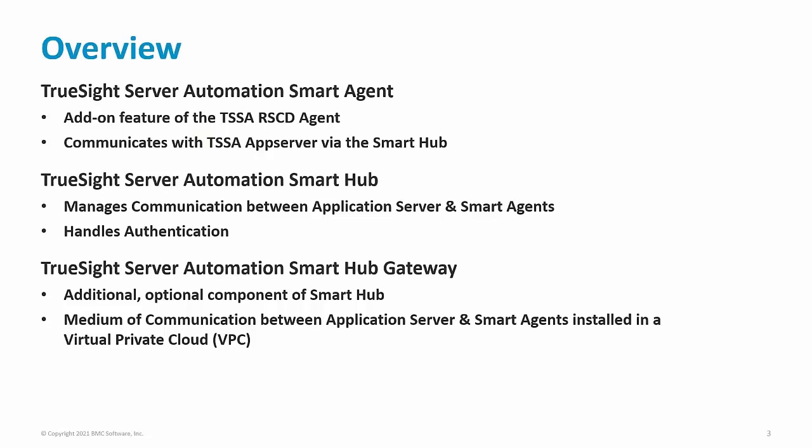You can configure multiple Smart Hubs in a single TSSA environment, but one Smart Agent can only be managed by a single Smart Hub. There is an additional and optional component of Smart Hub called the Smart Hub Gateway. Smart Hub Gateway also acts as the medium of communication between the application server and the Smart Agents. The difference here is that these Smart Agents are installed in virtual private cloud servers.